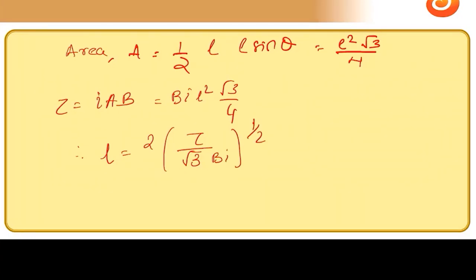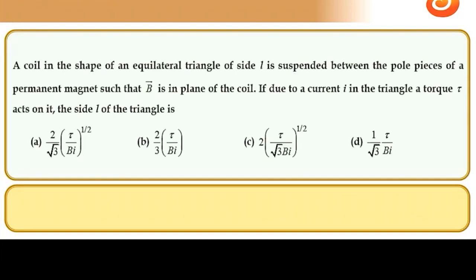So which is our correct option? 2 into tau divided by root 3 Bi. C is our correct option.